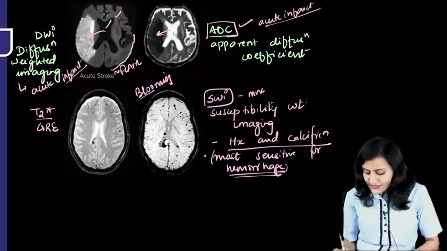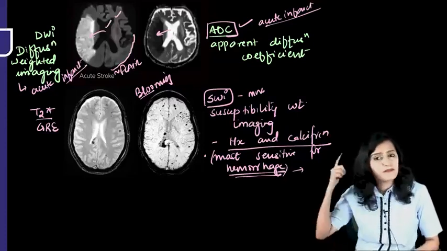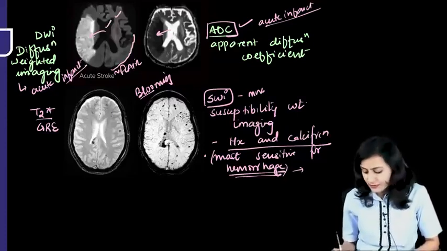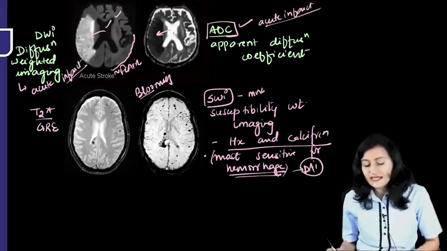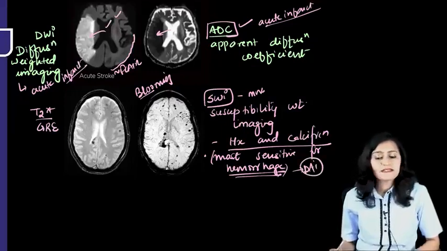So remember that the most sensitive for hemorrhage is SWI, and in which head trauma condition do we use SWI? Diffuse axonal injury. We would see that ahead. So SWI MRI is the investigation of choice for diffuse axonal injury.